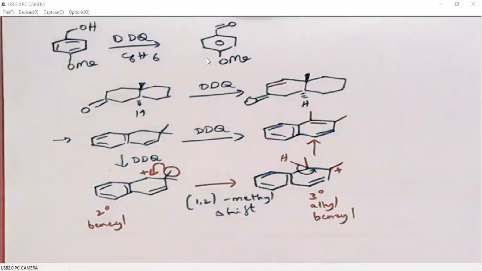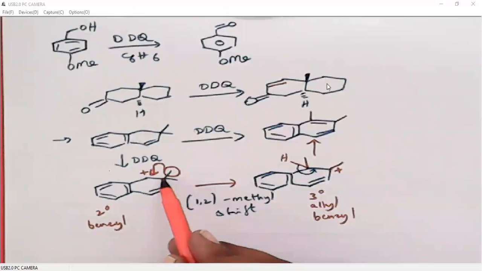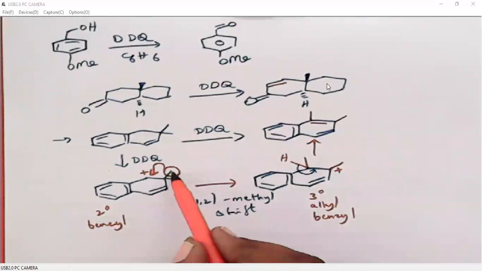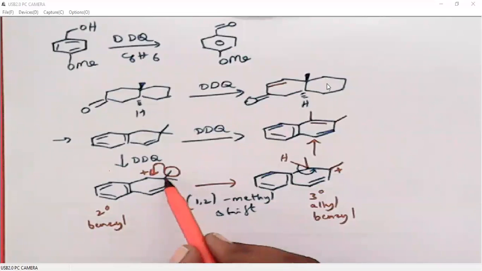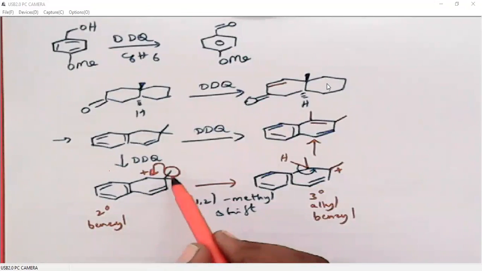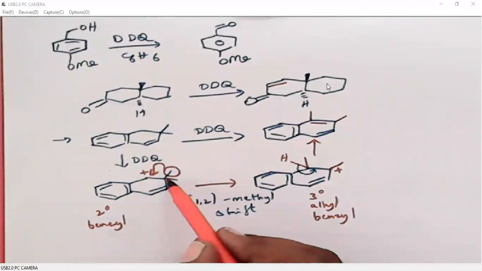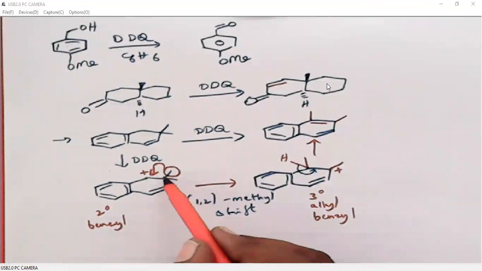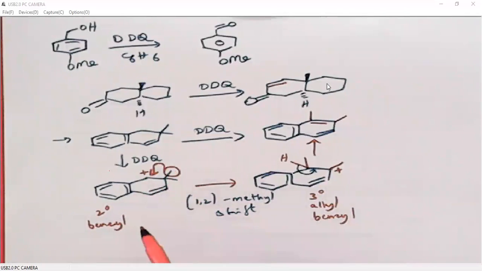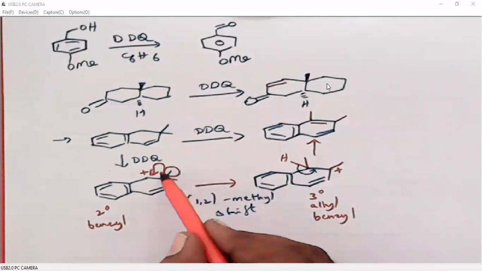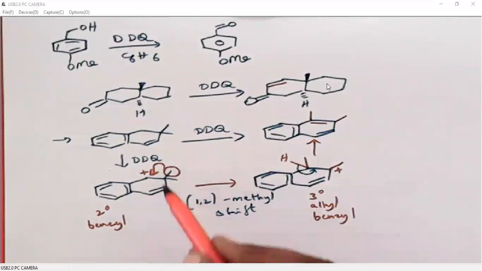I used to show this type of representation when the group is migrating along with the bonding electrons. Here the CH3 with the bond pair of electrons, that means the bonding electrons in this carbon-carbon bond, along with this carbon-carbon bonding electrons, it is migrating. Because it is completely migrating, it is not leaving anything here. That is why I use this type of representation: a circle to represent that the whole group is migrating along with the bonding electrons.